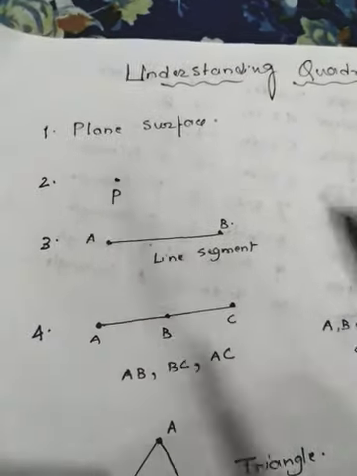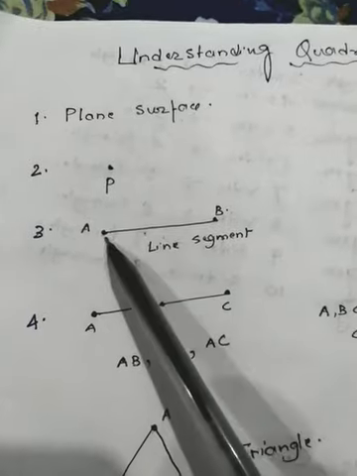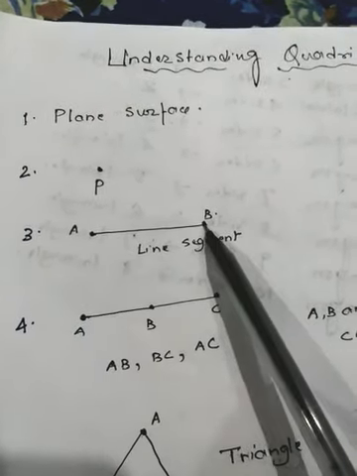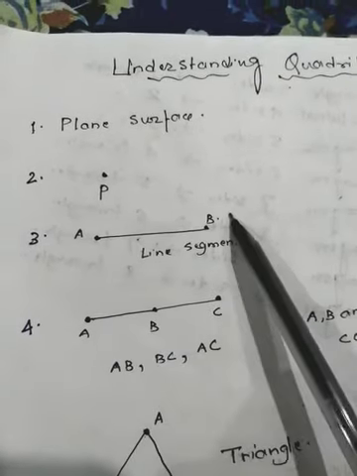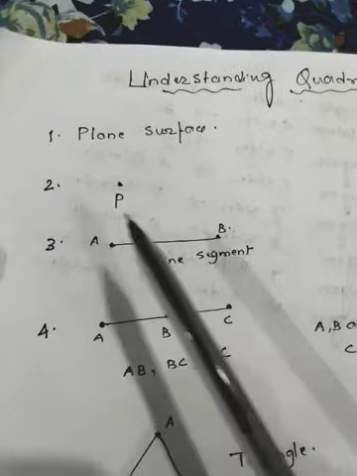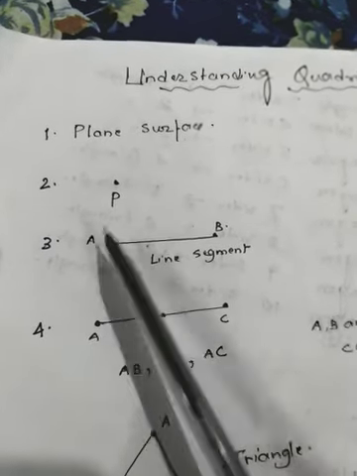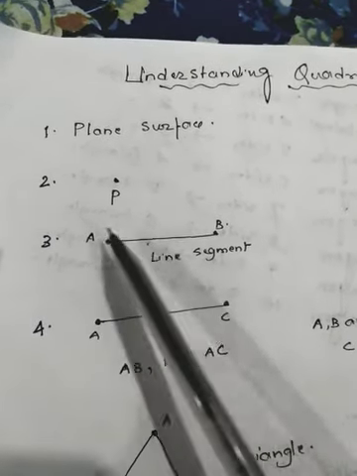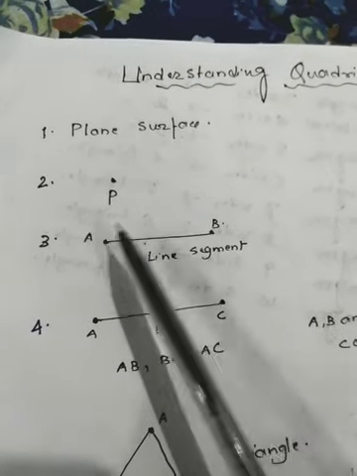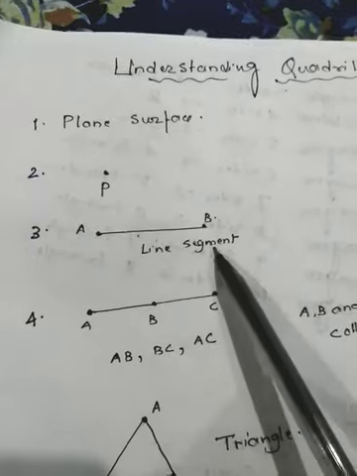Now if I take 2 points and join these 2 points with a line and name them A and B, this particular line is called a line segment. So what is a line segment? It has two endpoints, that is a starting point and an ending point. The line which carries two endpoints, one starting point and one end point, is called a line segment.